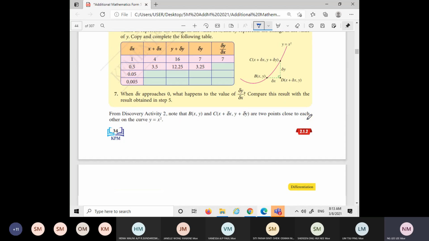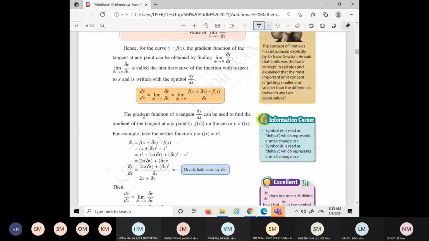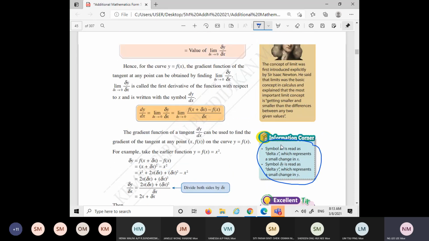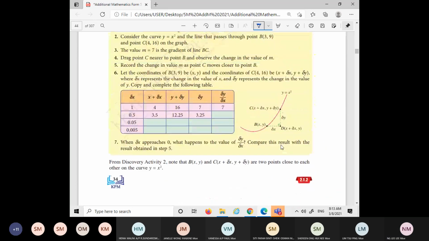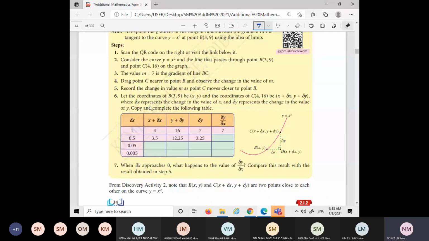If you have the textbook, you go here. Symbol delta x, del x is read as delta x, which represents a small change in x. Then this is a small change in y, delta y. Come back. Delta x represents the change in the value of x and delta y represents the change in the value of y. Copy and complete the following table.